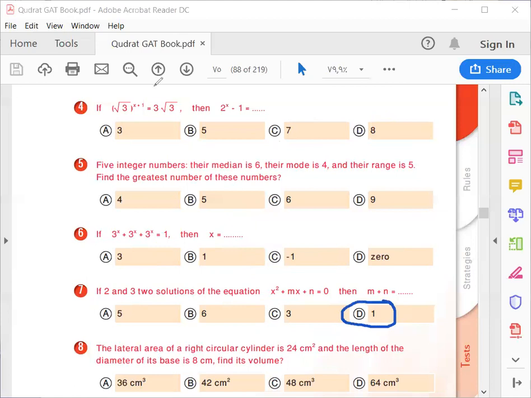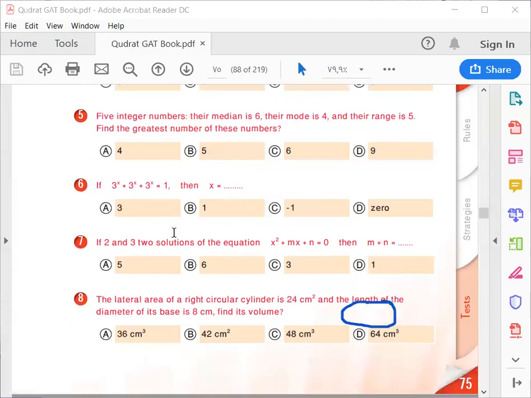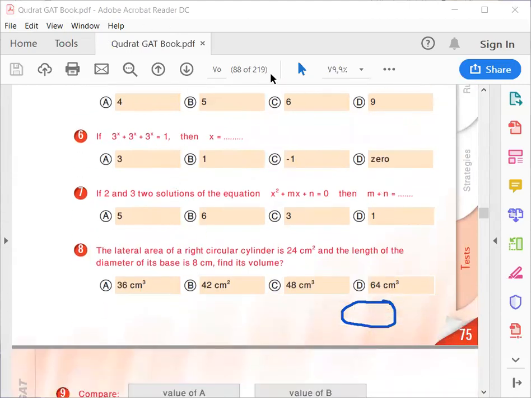Do you get this point? Right. Then number 8: the lateral area of a right circular cylinder is 25 centimeters squared, and the length of the diameter of its base is 8 centimeters. Find its volume.